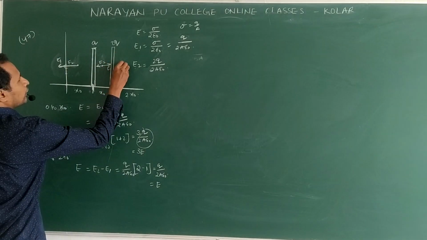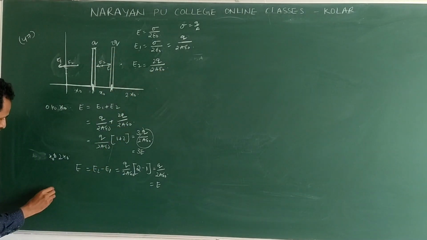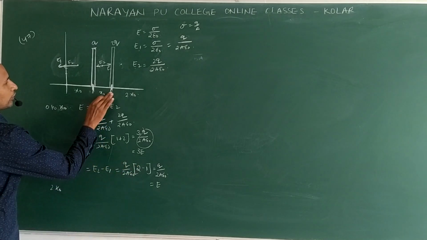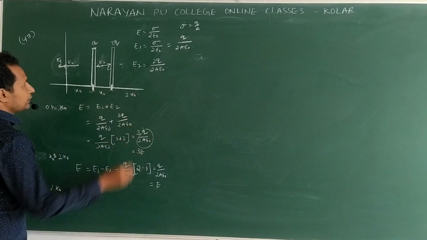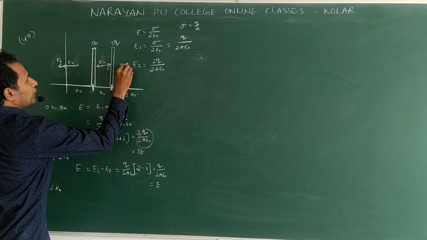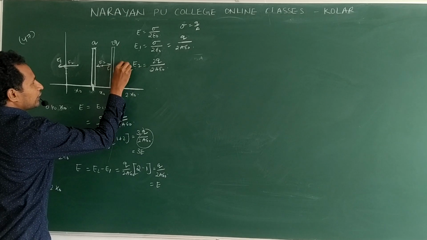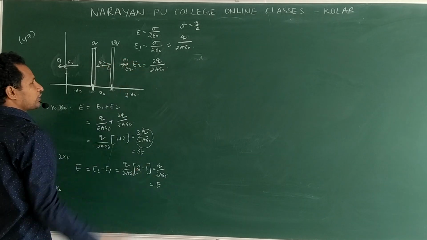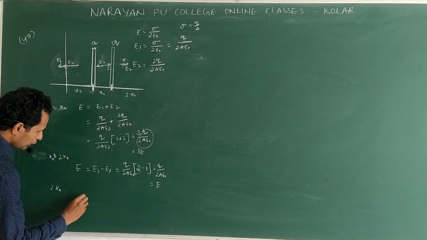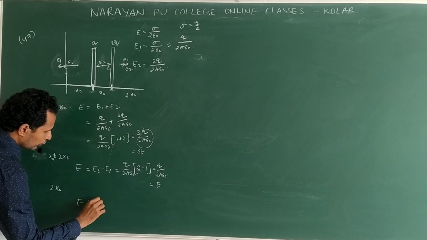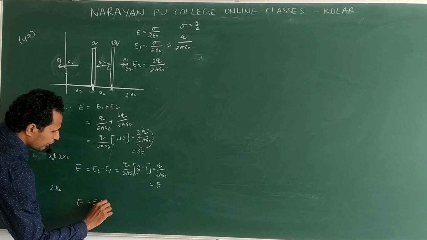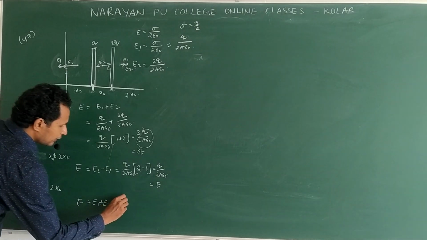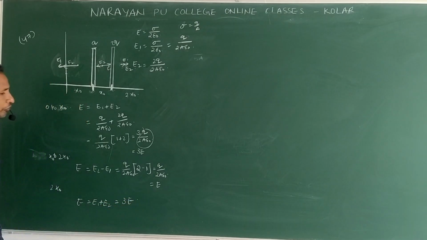Next, outside, greater than 2 x naught, above 2 x naught. In this case, the E2 field acts in this direction and E1 also acts in the same direction. Then the field will again be E equal to E1 plus E2, or E2 plus E1. Again you will get 3E.